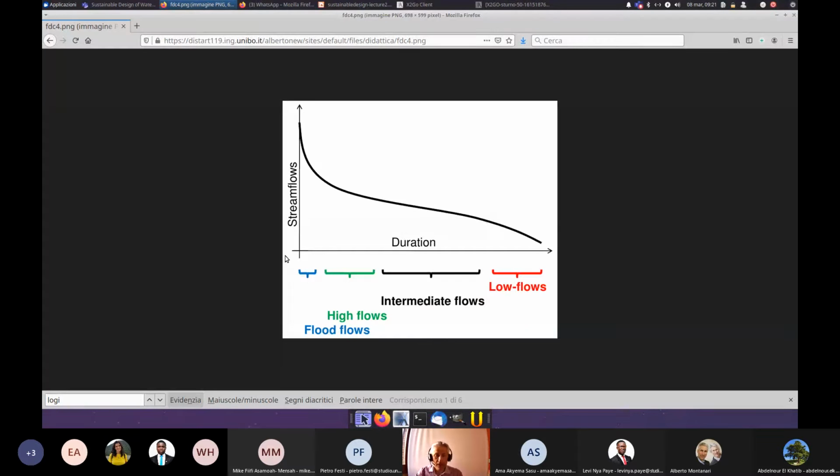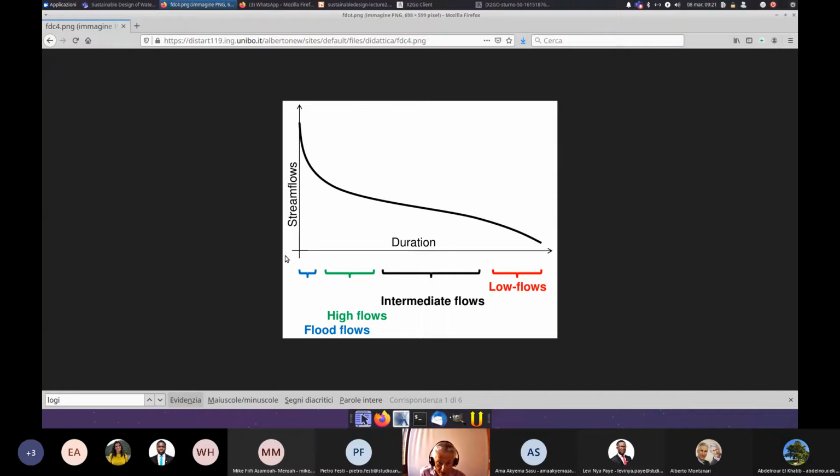Okay, so we are focusing on the flow duration curve, and the message that I would like to deliver to you at the beginning of this lecture is that the flow duration curve provides plenty of information, a lot of information on the river flow regime. It's an excellent graphical way of making a summary, a synthesis of what's going on in the river in terms of river flows.